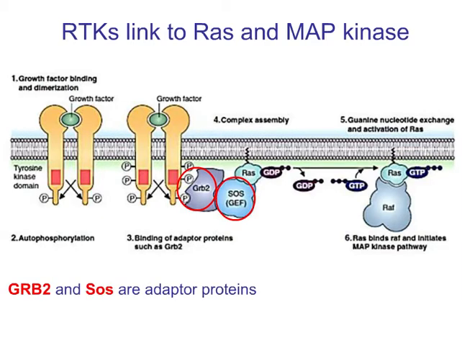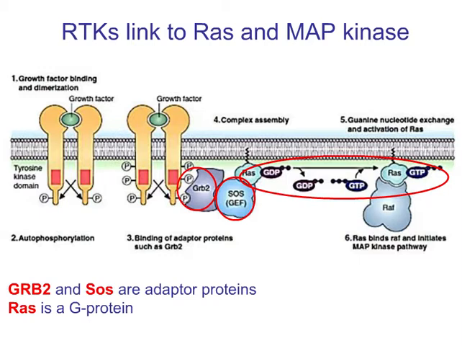SOS, which stands for son of sevenless, has an SH3 domain for docking with the proline-rich domain of GRB2, which becomes exposed when GRB2 binds to the activated receptor tyrosine kinase. SOS then activates a guanine nucleotide binding protein called Ras. By promoting the exchange of GTP for GDP, Ras is activated.